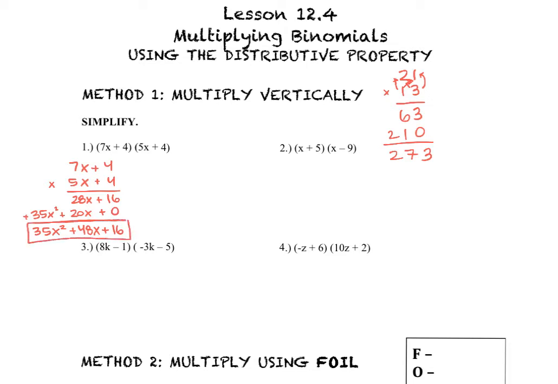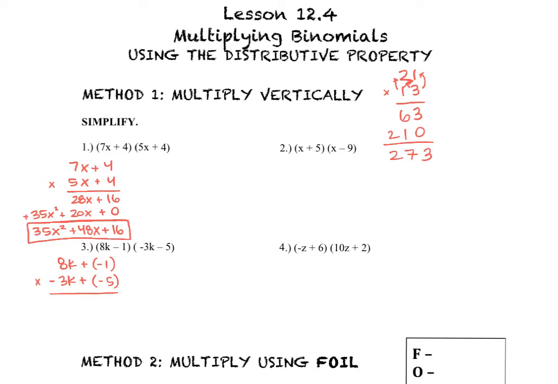You want to make sure, as always, it's in standard form so that everything's combined that can be, and that your exponents go from greatest to least. So here's one way to multiply binomials. Let me do one more example using this method. I'm going to do number 3. So I have 8k, and I'm going to put this as plus -1 just so I don't lose those negative signs, and then -3k plus -5.